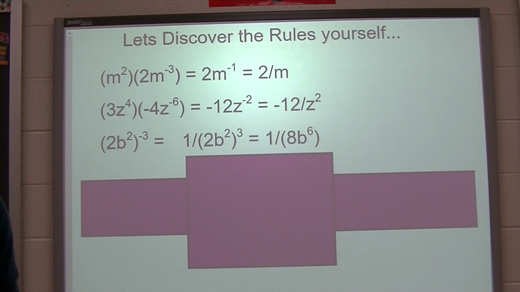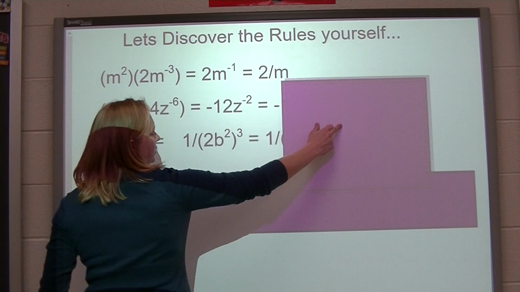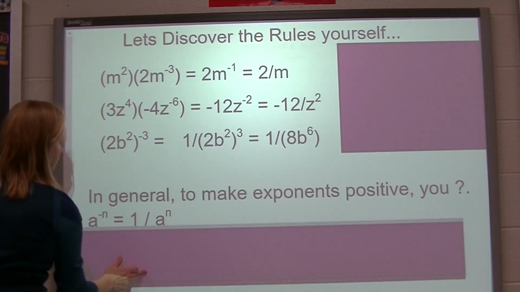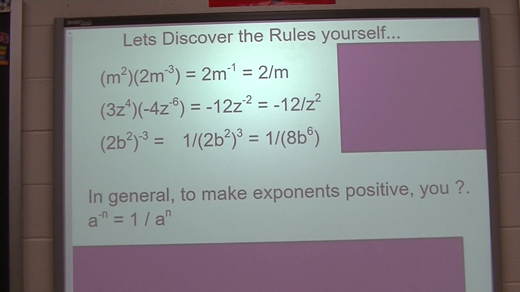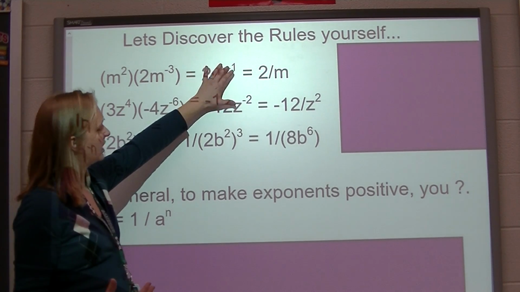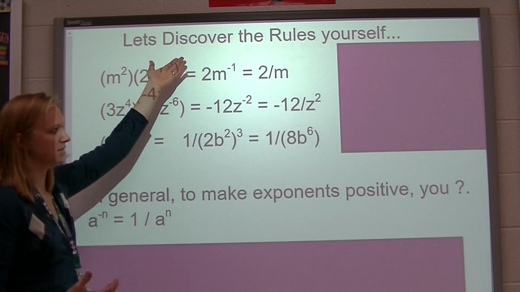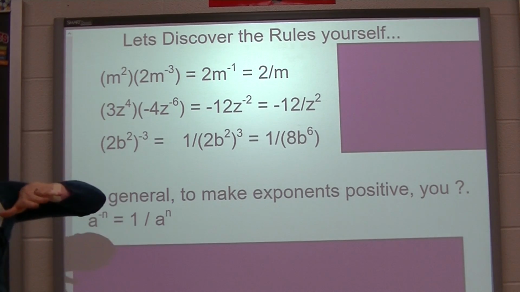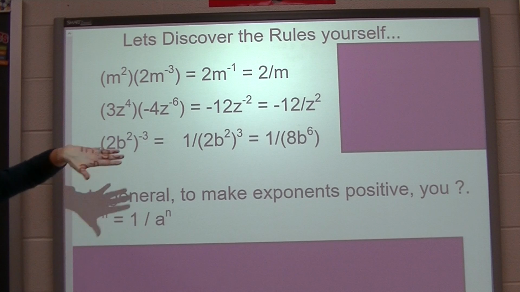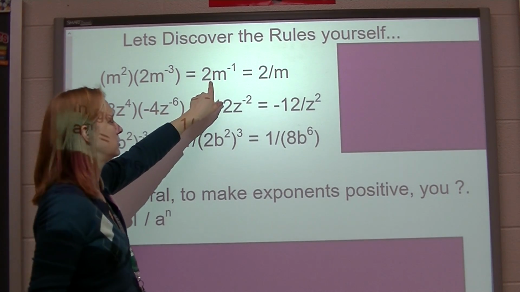So this one might be hard to see, but pause it and try to figure it out. And then, once you think you've figured it out, in general, to make exponents positive, what do we have to do? Every time we have a negative exponent, what do we do to make it positive? We move it to the denominator. We make a fraction, put a 1 over top of it. Or in this case, a 2 over top of it.